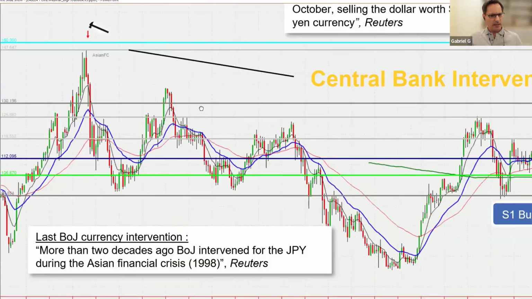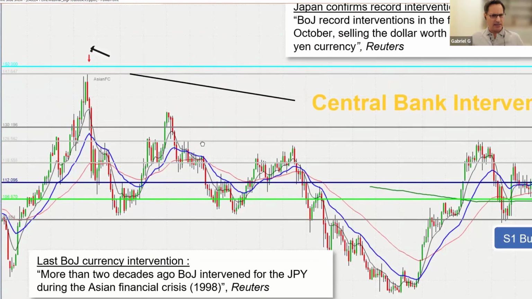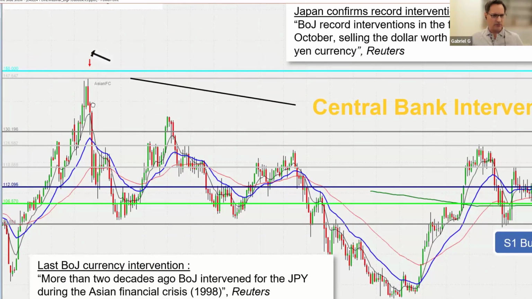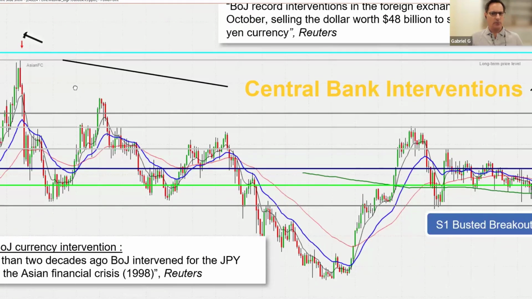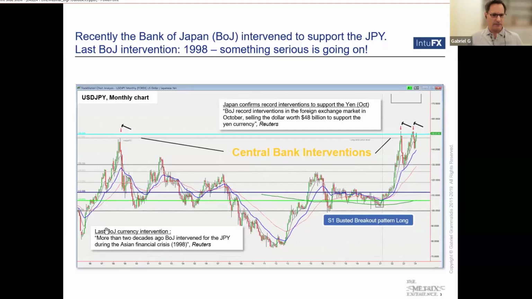So back in 1998 was the last intervention of the Bank of Japan, right here. That was the Asian financial crisis. Some of you might remember that. That was a very scary moment in time, right? Several Asian countries, I remember, were really in trouble. And this is when the Bank of Japan stepped in as well to support the value of the yen.